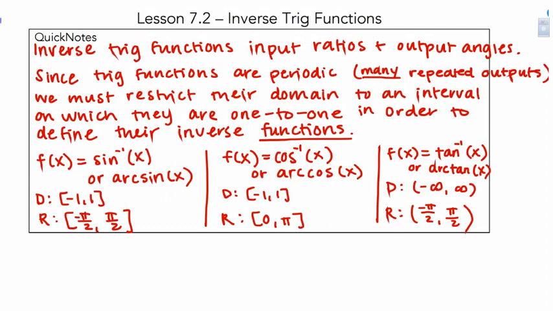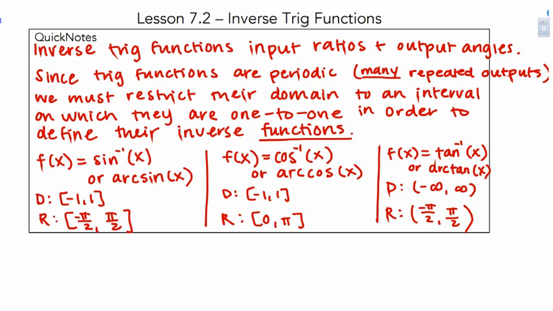Inverse trig functions. For inverse trig functions, you're going to input the ratios, in other words, the sine and the cosine values that you get out, the ratios of the sides of those triangles that we use to make our sine and cosine values. And the output is going to be angles. So you're going to input a trig value, and it's going to tell you what angle that applies for. Since trig functions are periodic, which means they have many, many repeated outputs, we must restrict their domain to an interval on which they are one-to-one in order to define their inverse as a function as well.